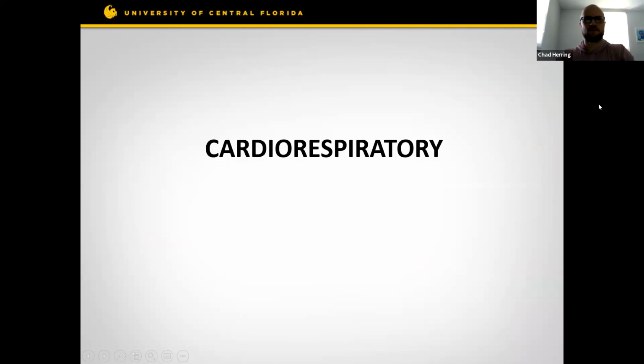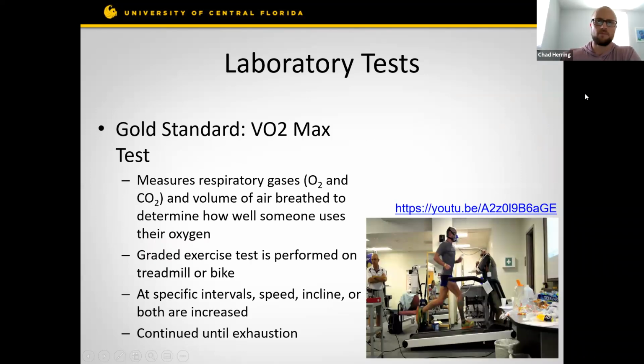All right, cardiorespiratory tests. The gold standard, I think I talked about this when we talked about aerobic fitness. Gold standard is our VO2 max test. And again, generally, aerobic training is focused on improving VO2 max. For those athletes that have sort of maxed out their VO2 max, obviously training is focused on a few other things, but gold standard VO2 max test.